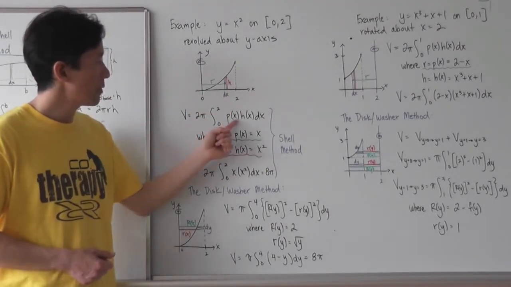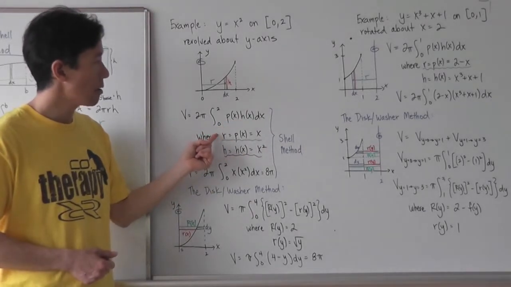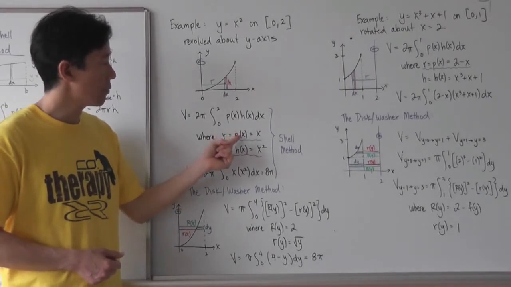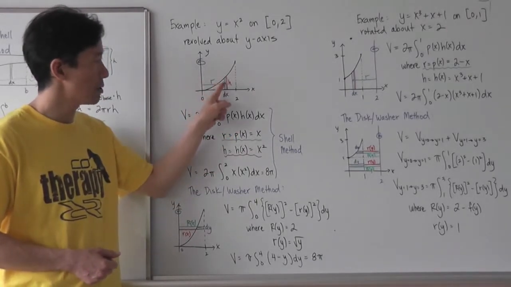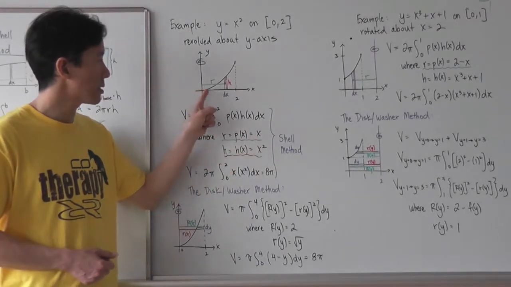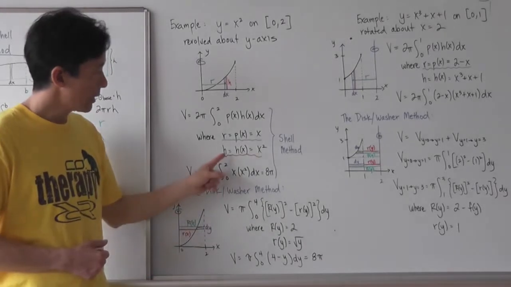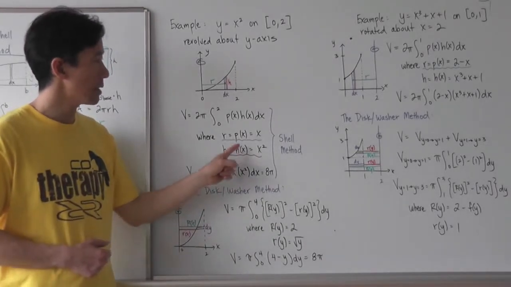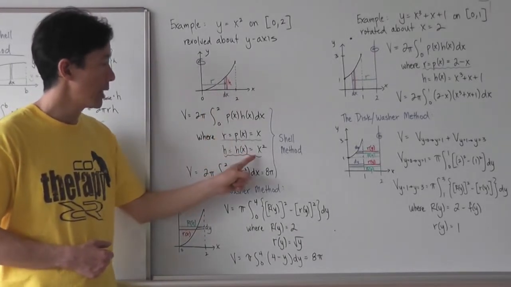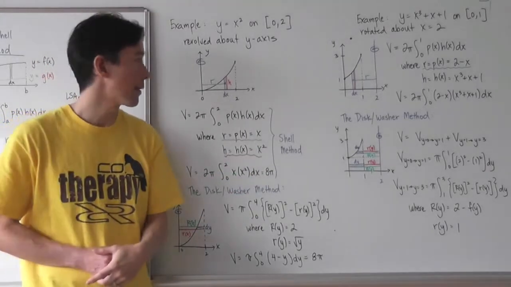So p of x, h of x, d of x. We need to go ahead and identify what r is. R, again, remember, is the distance away from the axis of rotation to the rectangle. Now, that's just going to be the value of x because it's going to vary anywhere from 0 to 2. And then the height, or h of x, of our particular shell is just going to be generated by the function itself, which is x squared.